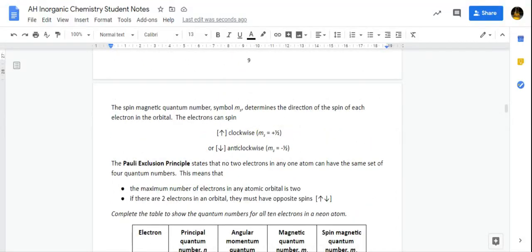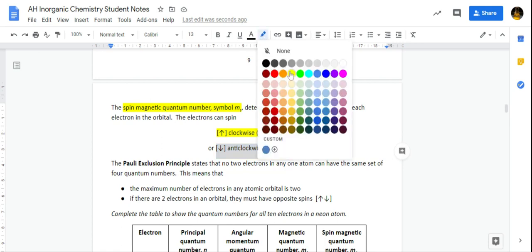If we have a look at the spin magnetic quantum number, again, in older books, you may see that this is written just as an S rather than the MS. It hasn't changed recently, but the SQA have changed recently what symbol they're going to use for it. And this determines the direction of spin of each electron in the orbital. The electrons can spin clockwise, and to show this, we use an arrow pointing up. Or they can spin anti-clockwise, and this is represented by an arrow pointing down.